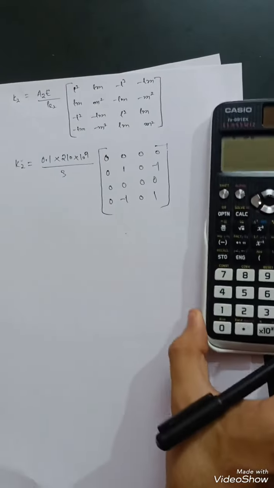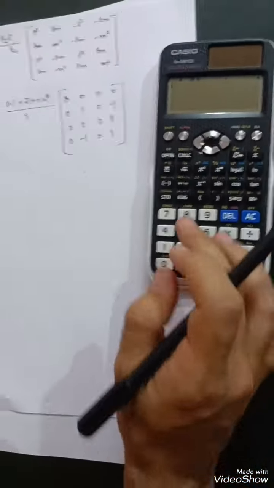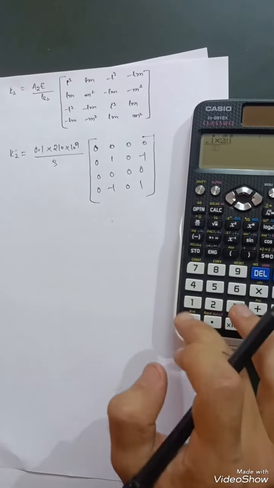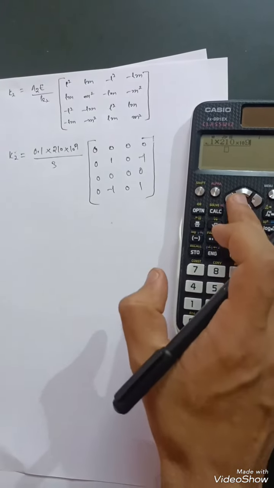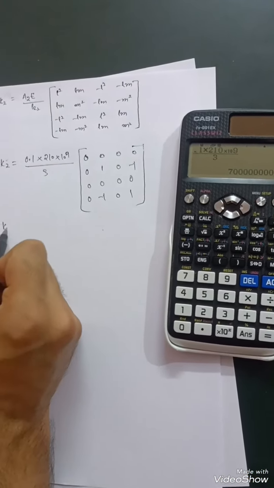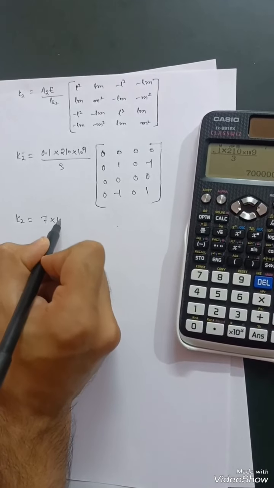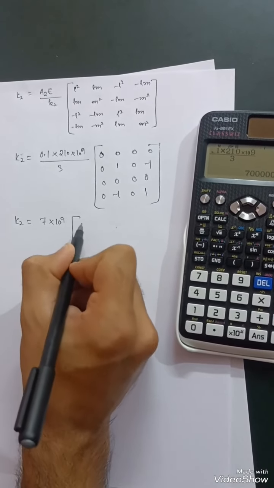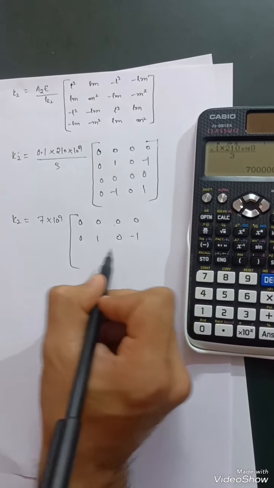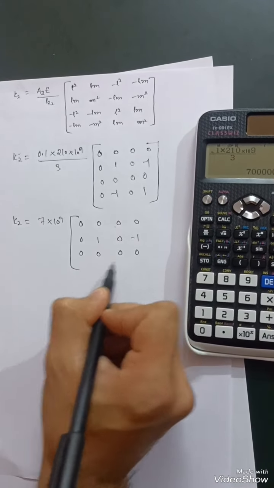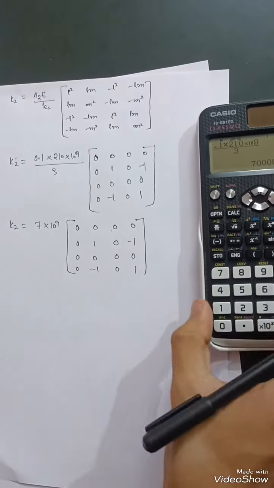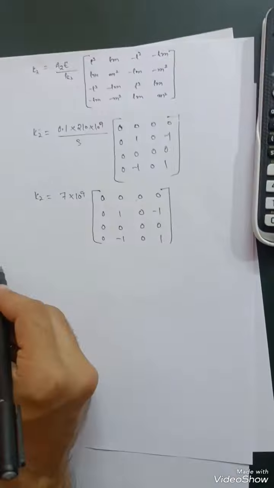Then if I try to solve it in the calculator over here, so let me calculate it. So it will become 0.1 into 210 into 10 power 9 upon 3, which is equal to 7. That is K2 is equal to 7 into 10 power 9. Remaining thing is same, 0 0 0 0, 0 1 0 and minus 1, 0 0 0 and 0 0, minus 1 0 and 1. So it will become your second stiffness matrix for the second element.